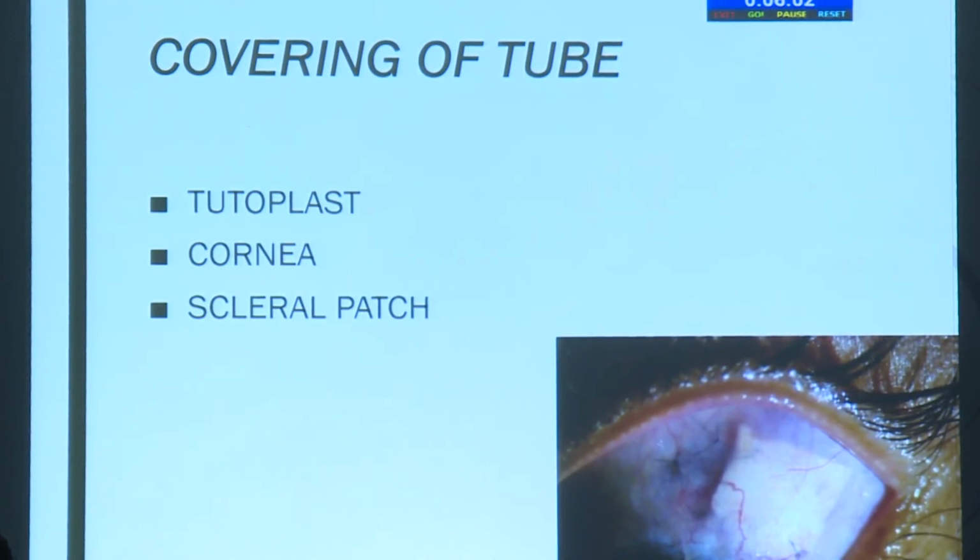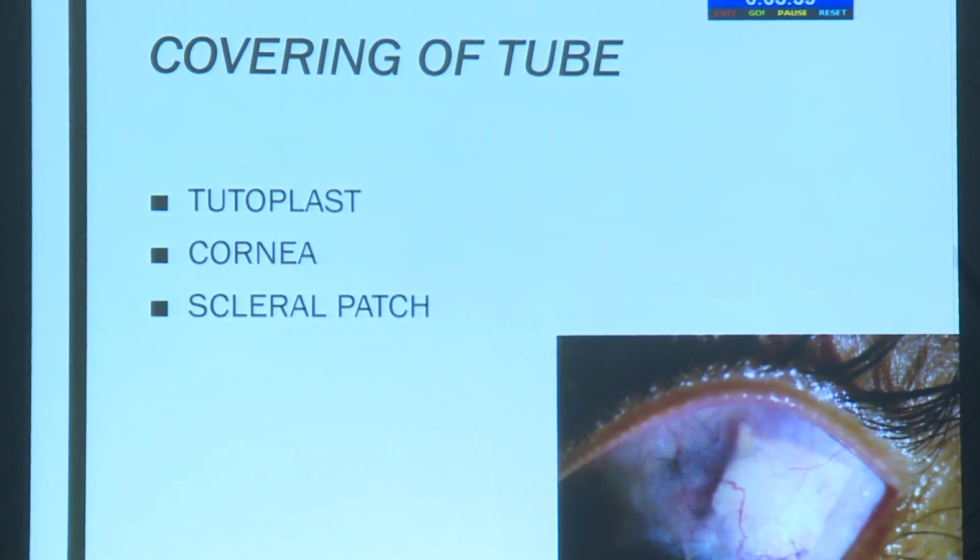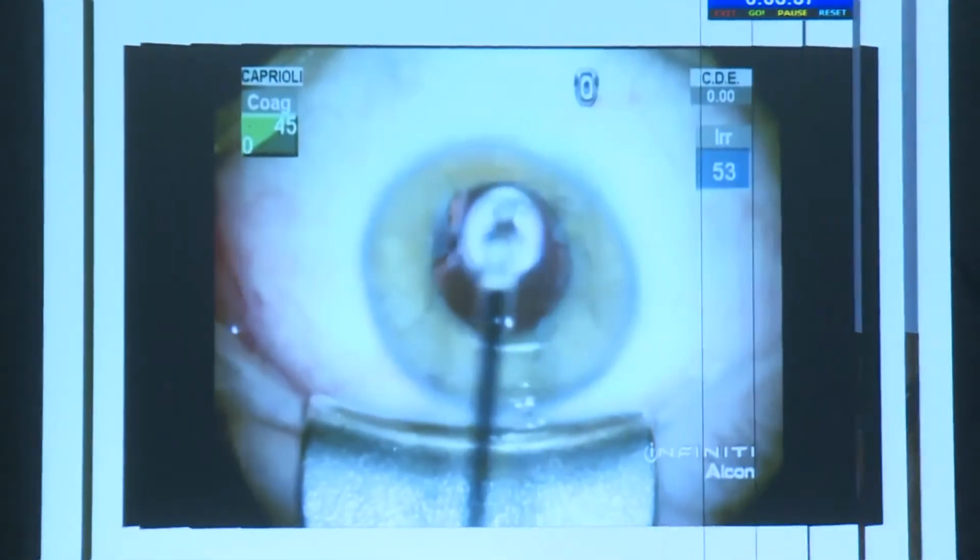Second is the cornea. Cornea is a very good medium for covering your tube, but the problem again is availability. We have a long waiting list for corneal grafts, and you can't have an additional waiting list for the glaucoma patients. So even though it is very effective, it's not very practical for us. So what we use is the scleral patch, which is the most commonly used medium to cover the tube.